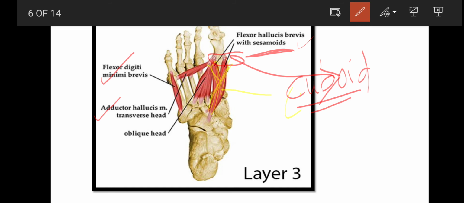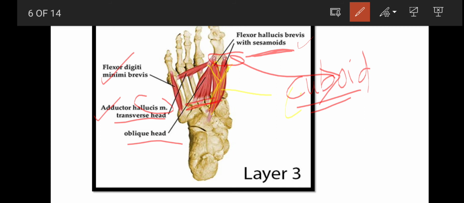The next muscle is adductor hallucis. That is also a muscle to the hallucis, the great toe. Now this also has two heads: the transverse head and the oblique head. The oblique head arises from the metatarsal ligaments, along with the plantar ligaments of the metatarsophalangeal joints of the third, fourth and fifth toes.